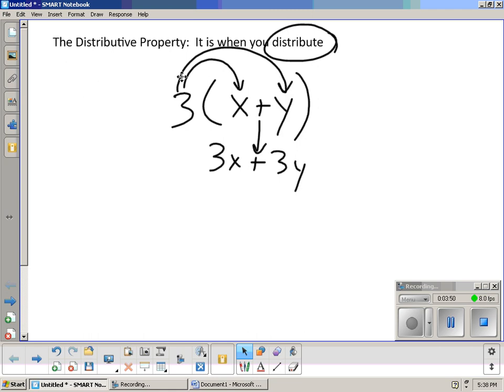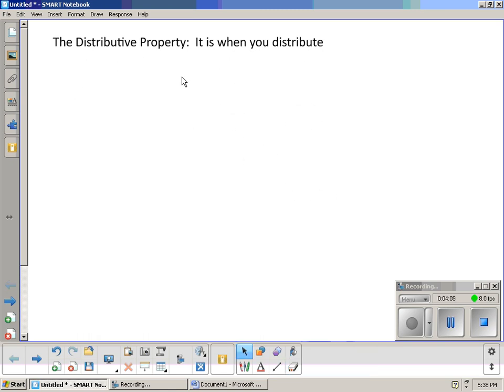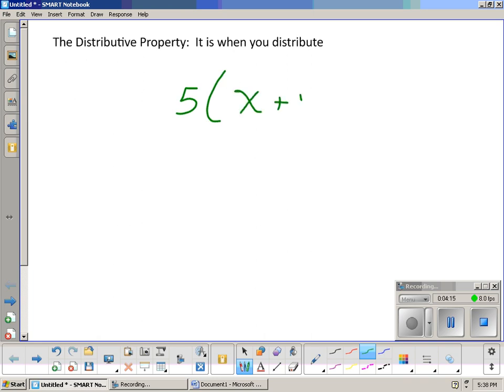Where 6th graders screw the distributive property up is they do 3 times x and then don't distribute it to the y. Whatever's in the parentheses, you've got to distribute it to all the things inside the parentheses, to the point where we're to the point where you will see long convoluted problems like 5 parentheses, x plus y plus z, right?